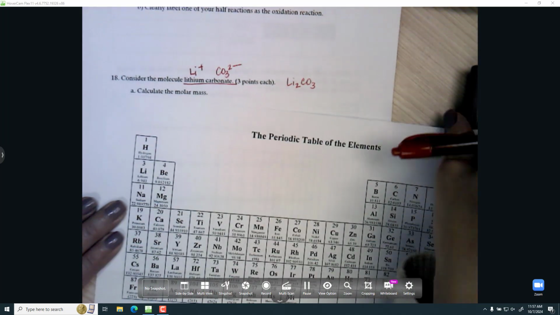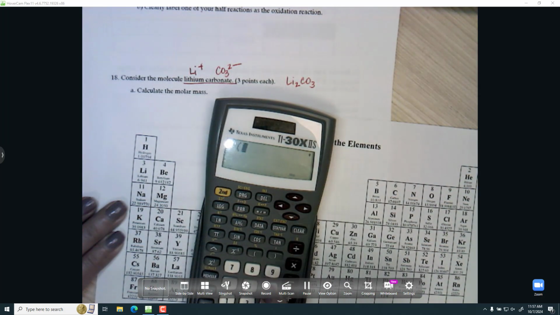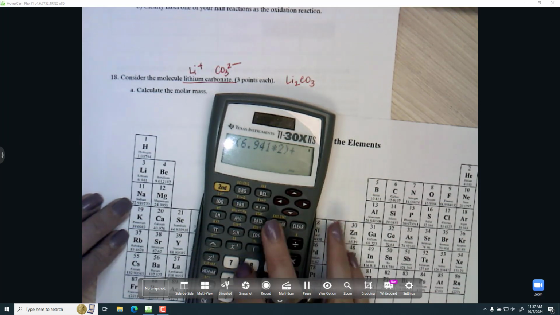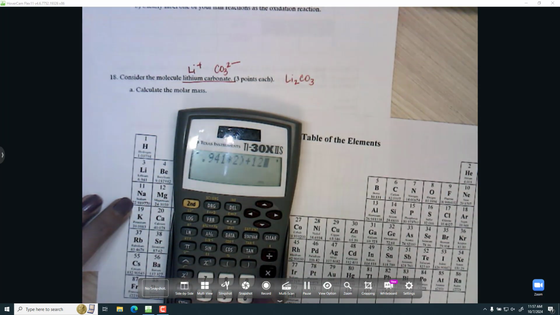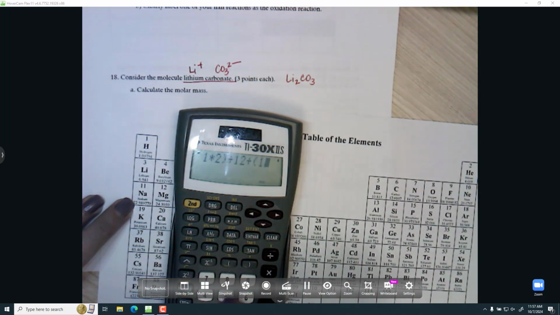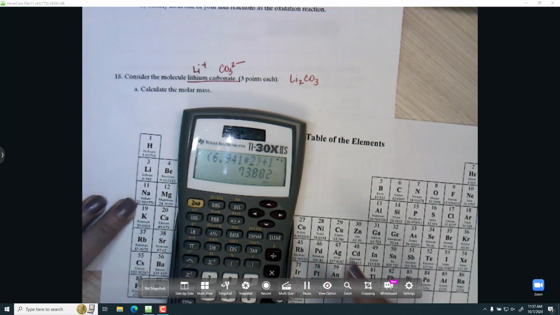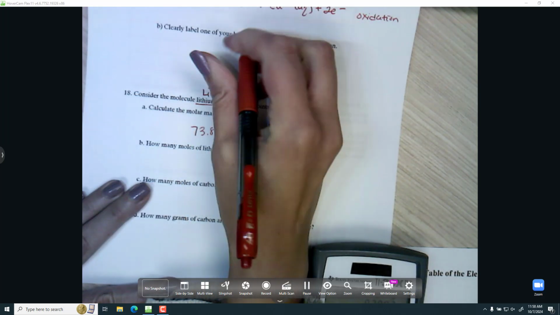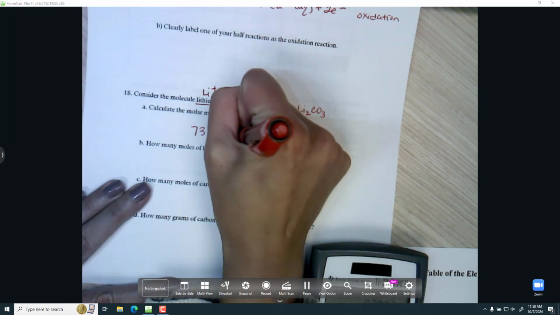And now I can figure out the molar mass. Lithium is 6.941, so 2 of those. Carbon is 12, and 3 oxygens, which are 16. So I get 73.882. That's grams per mole. That's the molar mass.